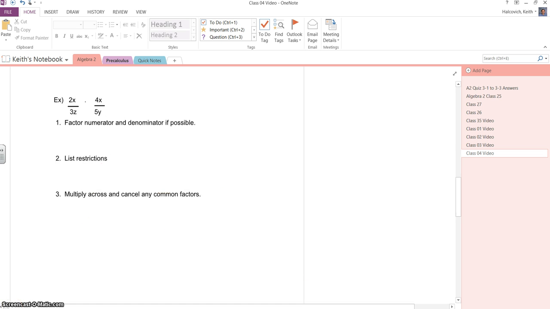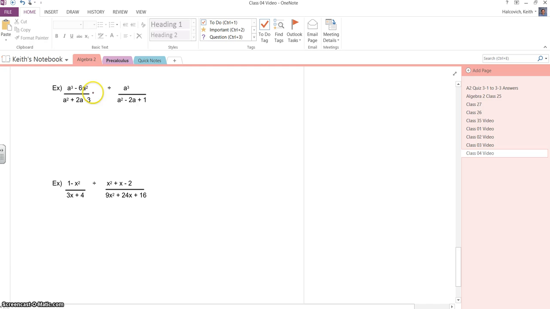All right, here we have multiplication. So once again, we factor the numerator and denominator if possible. There's no factors here. List restrictions. Well, the only restrictions are that z cannot equal 0 and y cannot equal 0. And then you'd multiply across. So 2x times 4x gives you 8x squared. 3z times 5y gives you 15yz. And then there's no common factors to cancel out, so z cannot equal 0 and y cannot equal 0.